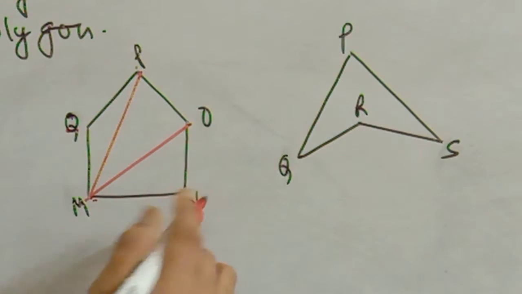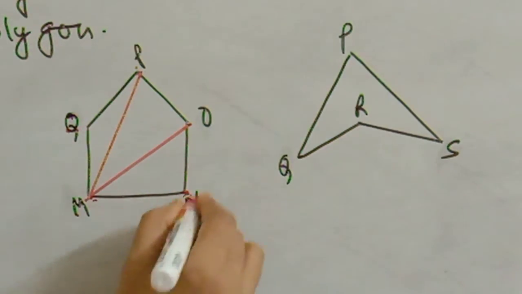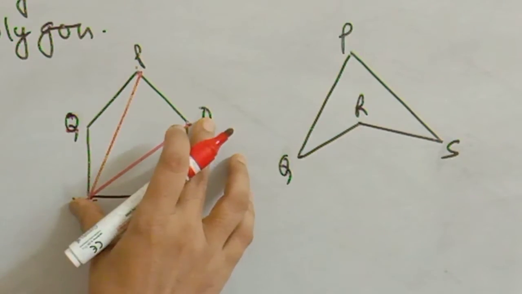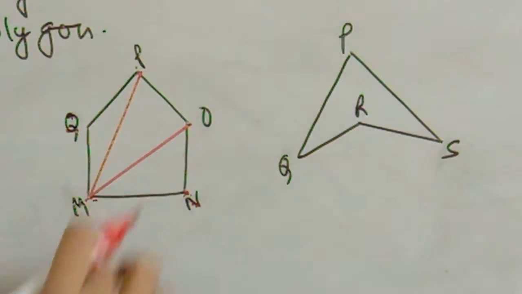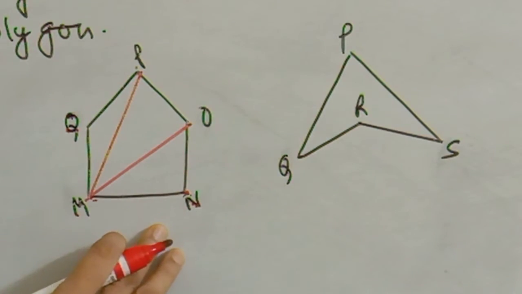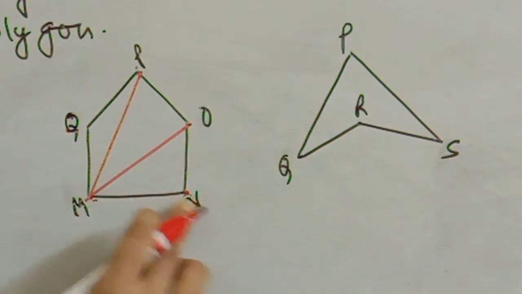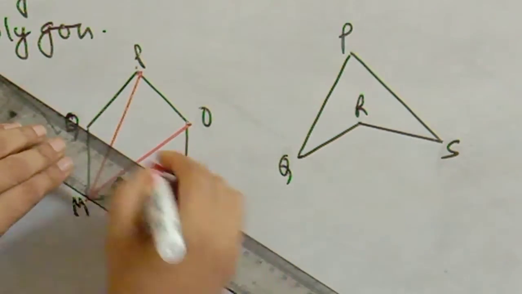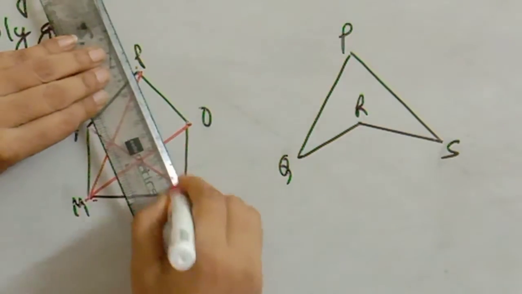So from M, these two diagonals can be drawn. Now, M and O are the consecutive vertices? No, if you join them you will just get a line segment of the polygon, so it is not a diagonal. Now from N, you have two non-consecutive vertices, Q and P. So join NQ and NP.